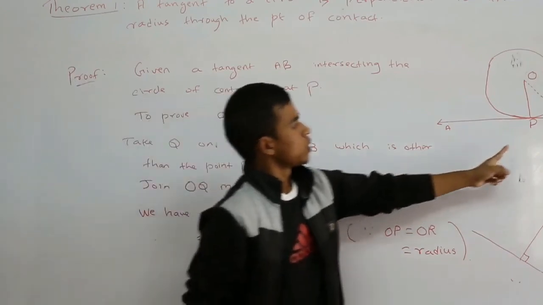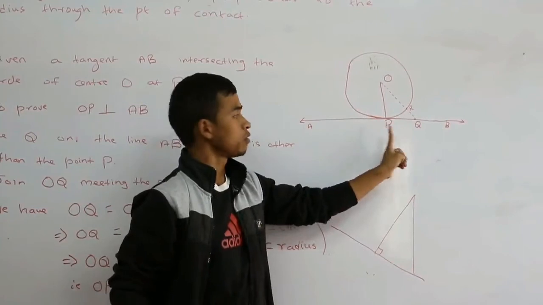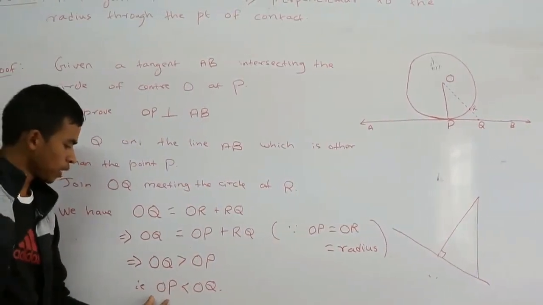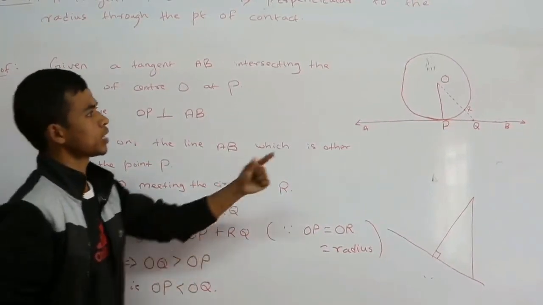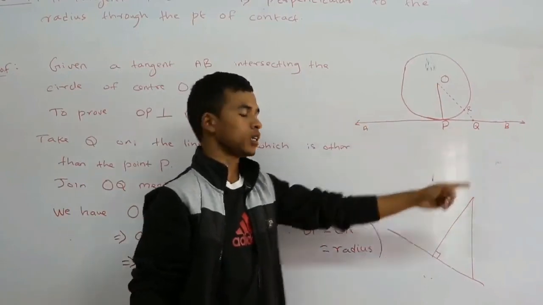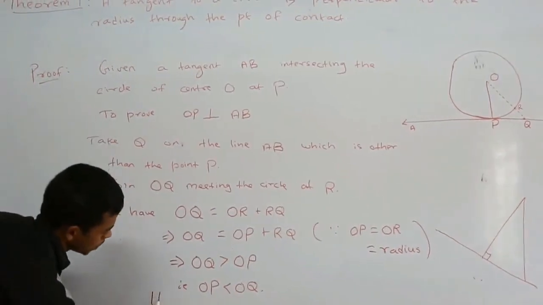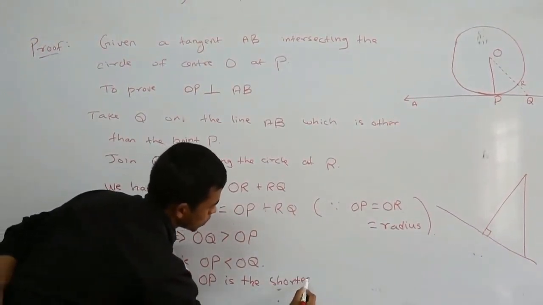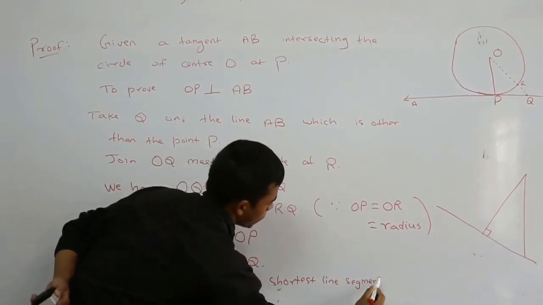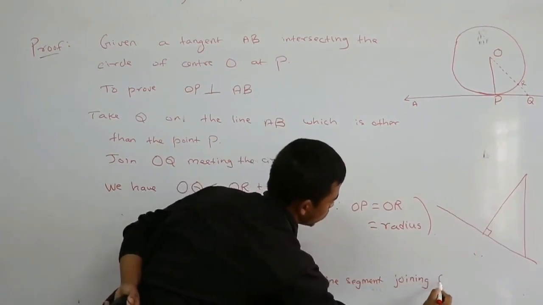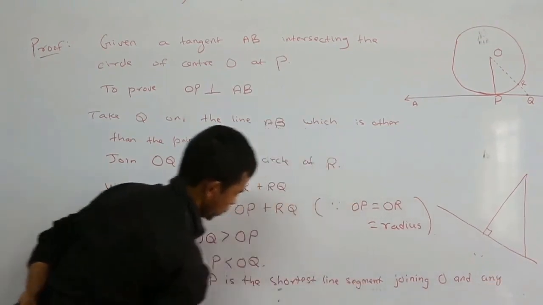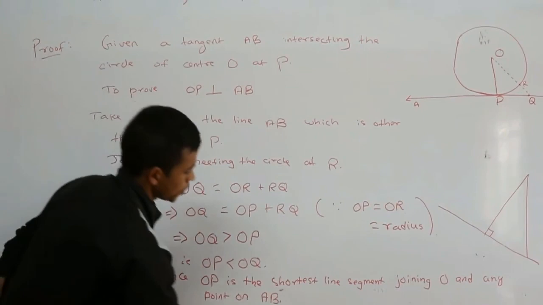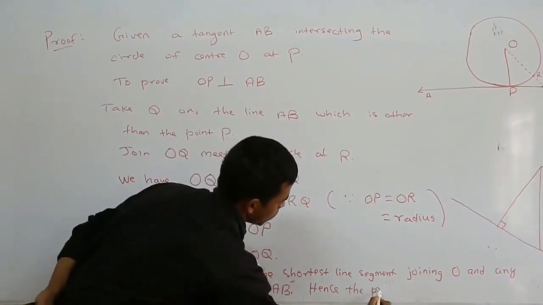And this point Q, we can take any point on this line AB other than P. If we take this point Q to be anywhere other than P, we will still get OP to be shorter than OQ. So from here we have proved that OP is the shortest line segment of all the line segments joining the point O and any point on the tangent AB. So hence from here, OP is the shortest line segment joining O and any point on AB. So hence we have the proof.